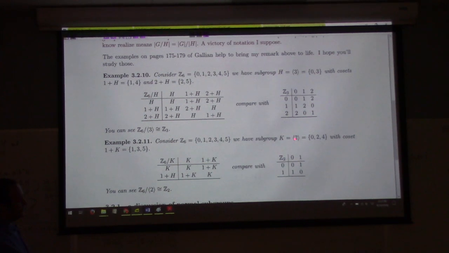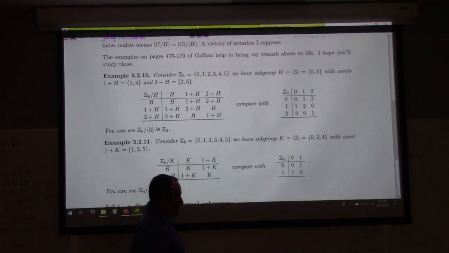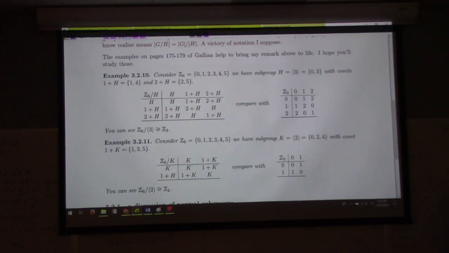If you look at the subgroup of order 3, generated by 2, 0, 2, 4, you have this Cayley table, right? And you can see that that's pretty much just Z2, right, up to isomorphism. So just a couple examples to get us started.